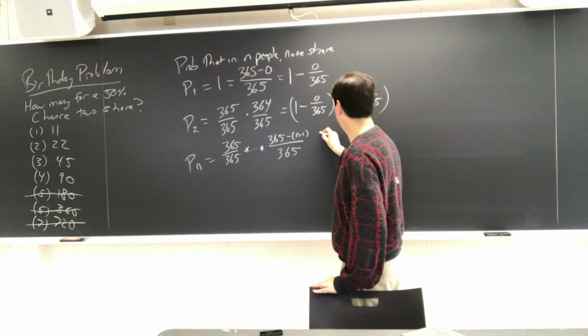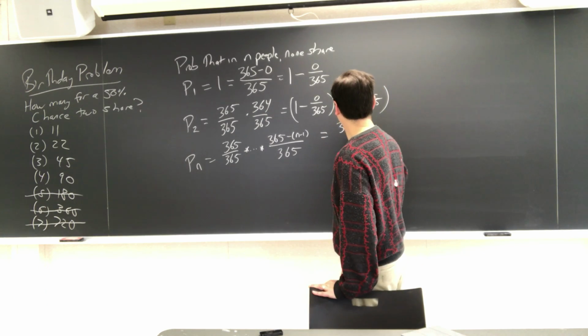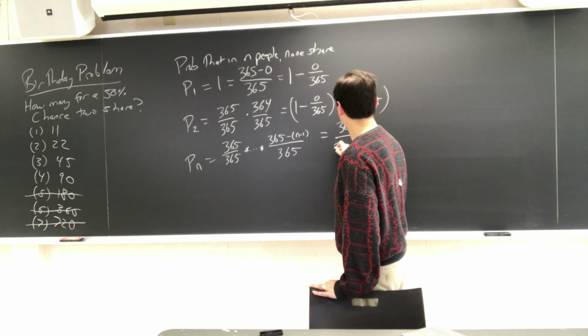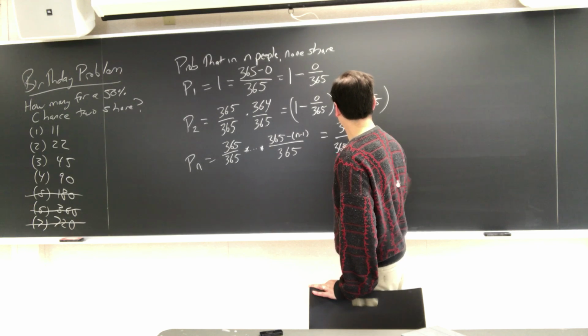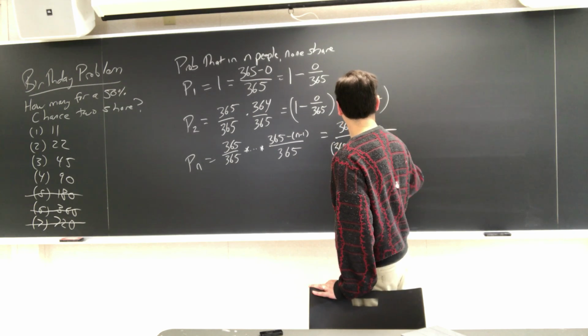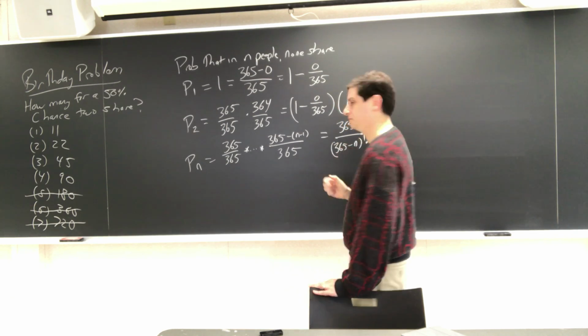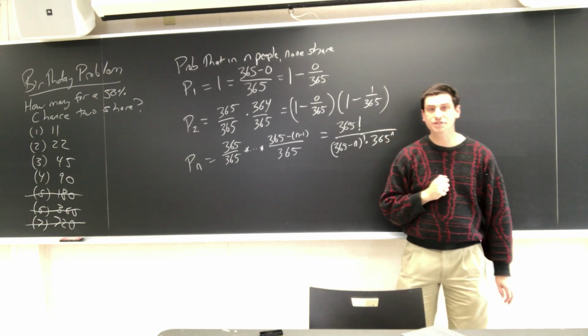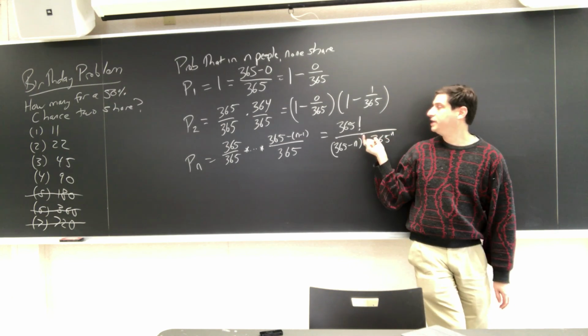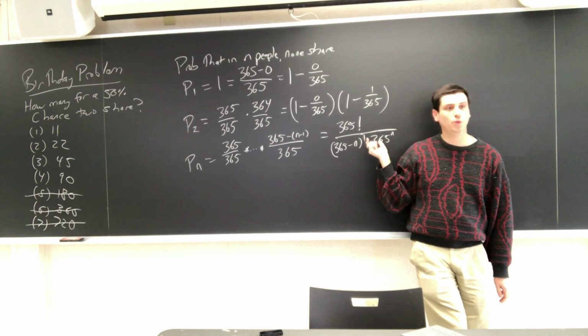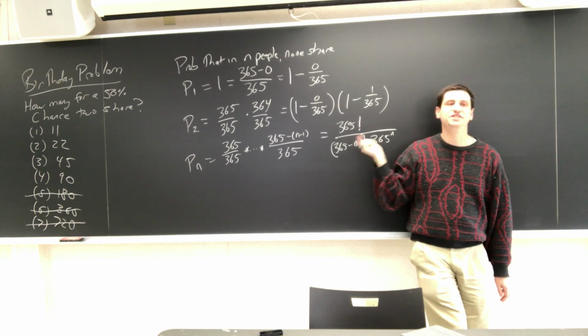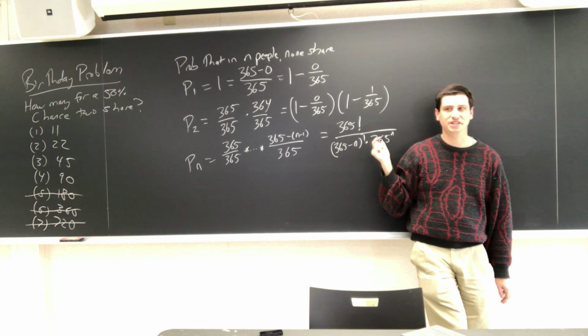I can write this many different ways. I could write this as 365 factorial over 365 minus n factorial, 365 to the n. And so this is the answer. And then what I can do is I can just see what value of n makes this 50%. Because what's nice is if there's a 50% chance it doesn't happen, there's a 50% chance it does happen.